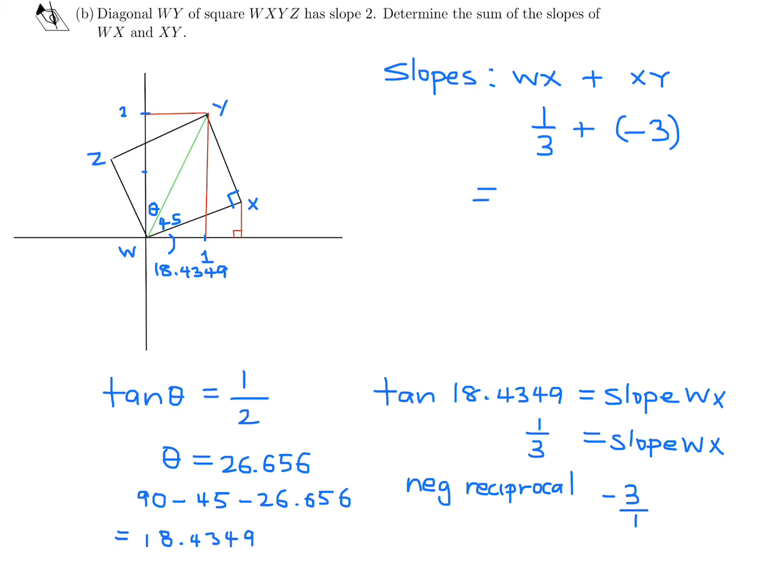And then we have to add them because they want the sum. So it looks like that would be 1 over 3 minus 3 over 1. Get a common denominator, 3, and that's going to be 1 minus 9, so -8 over 3.